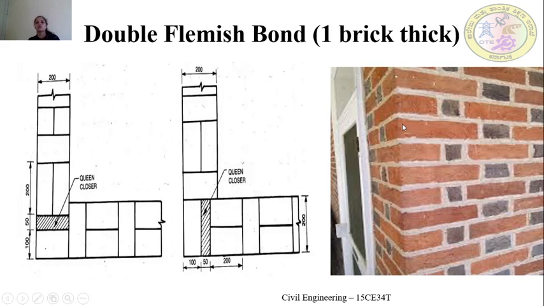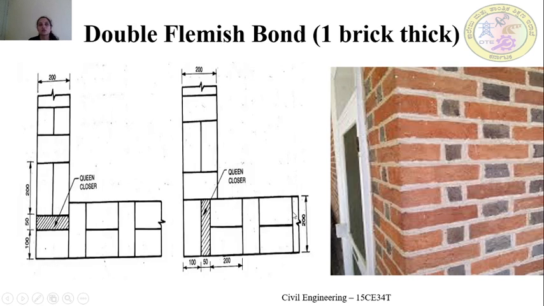Okay, coming to the one brick thick. Again in English bond also, there is 1 brick thick, 1.5 brick thick and 2 brick thick. But in this particular session, we'll discuss only about 1 brick thick and 1.5 brick thick. So in this particular figure, this is the 1 brick thick.